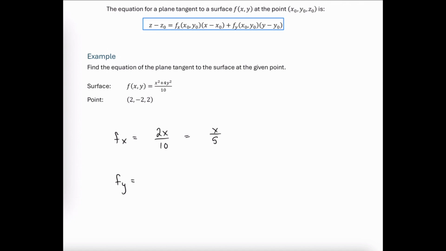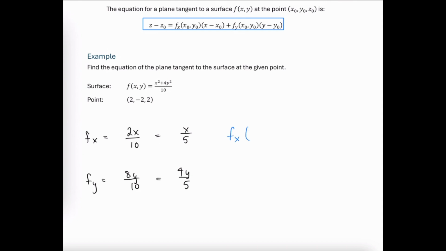The first partial with respect to y is going to hold the x values constant, so we end up with 8y over 10, which simplifies down to being 4y over 5. Now we'll need to evaluate these first partial derivatives at the domain element. Well, the domain element is going to be the xy values of the ordered triple where we are tangent to the surface. So we're simply going to plug 2 and -2 into the first partial derivative function, and we end up with, when x is equal to 2, we get 2/5 as the output.